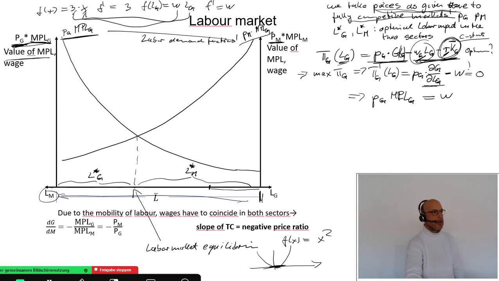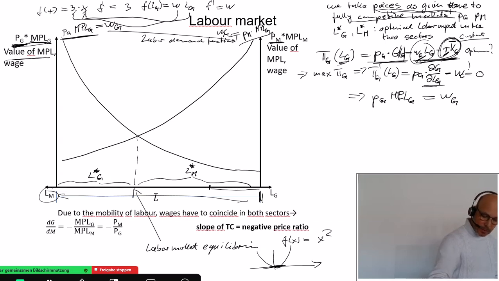Actually, I have done this with you in my macro course, and I really hope that I'm not the only guy here talking about demand and supply functions. And for this, we of course know that in optimum, this has to be wages: the wage in the machinery sector and the wage in the agricultural sector.